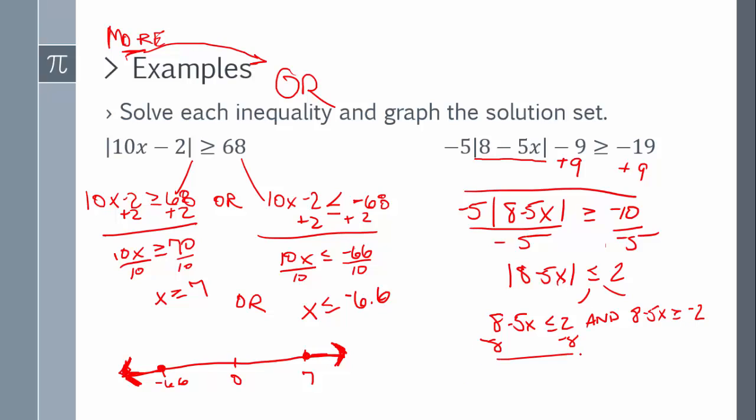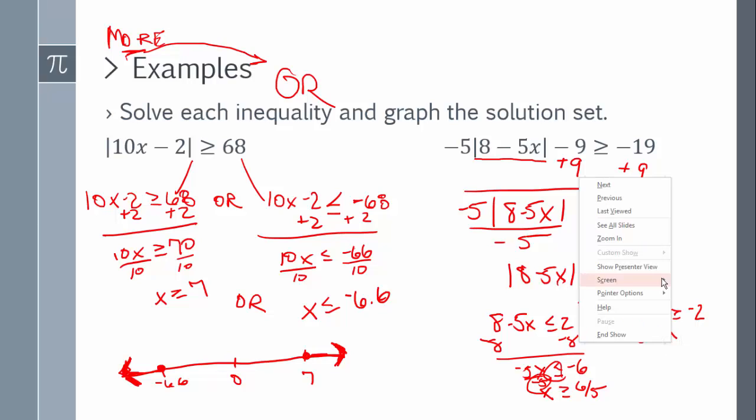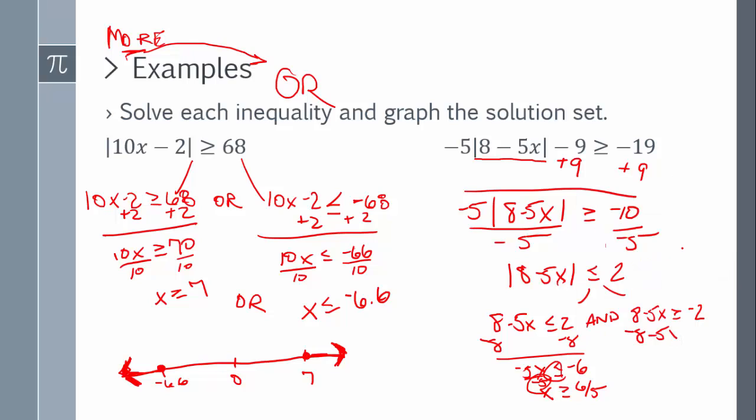Subtract 8. X is greater than or equal to 6/5. Subtract the 8 again. And careful, I'm dividing by negative 5, so I've got to flip. I'm only subtracting 8. So I get negative 5x is greater than or equal to negative 10. Divide by negative 5. Again, I'm flipping, so it's now less than or equal to positive 2.